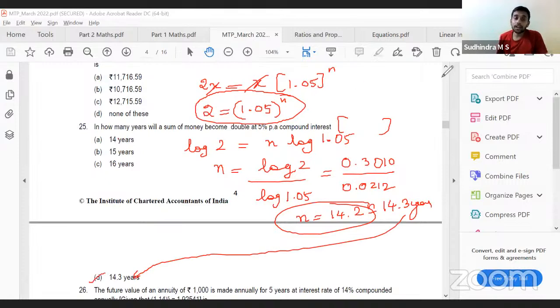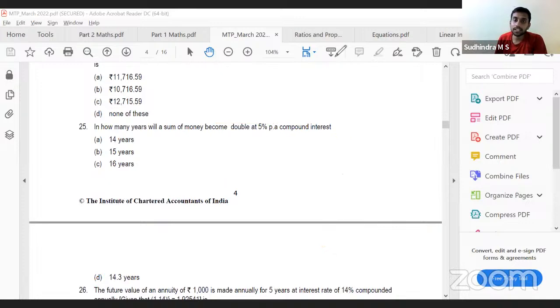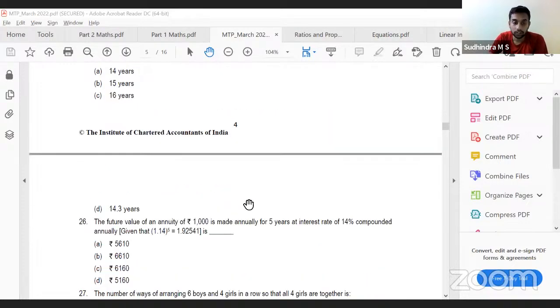Trial and error becomes difficult because if it's a round figure, 14 years, 15 years, 1.05 to the power of 2, 3, 4, 5, we'll get 2. But since it is 14.3, still we can do it. To the power of 14 would be less than 2, to the power of 15 would be more than 2. So in such cases, obviously it should be 14.3. But it will not be possible when the options are 14.3, 14.5, 14.6, and 14.7. In such cases, we have to go with log tables. Such types of questions, they'll give you log values.